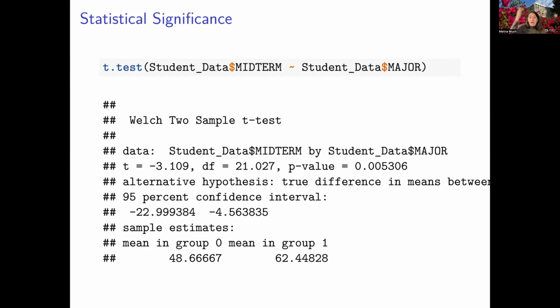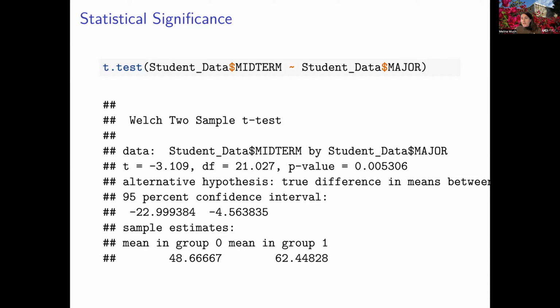Remember, we got this beautiful output, which showed the mean of each group. So the mean of non-majors on their midterm score was 48.66. The mean of majors for their midterm score was 62.44. Remember, we also got our test statistic, which was negative 3.109. And our degrees of freedom were 21.027, which allowed us to get a critical value that we could then compare to this normal distribution and decide whether or not we thought we had a statistically distinct result.